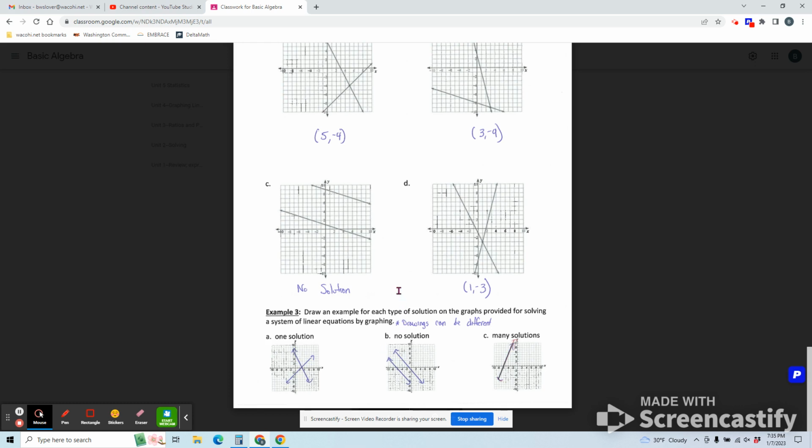So today we introduced systems of equations. A system of equations is 2 or more lines, 2 or more equations that use the same variables. There are 3 different ways that you can get a solution. You can have one solution, you can have no solution, or you can have many solutions.